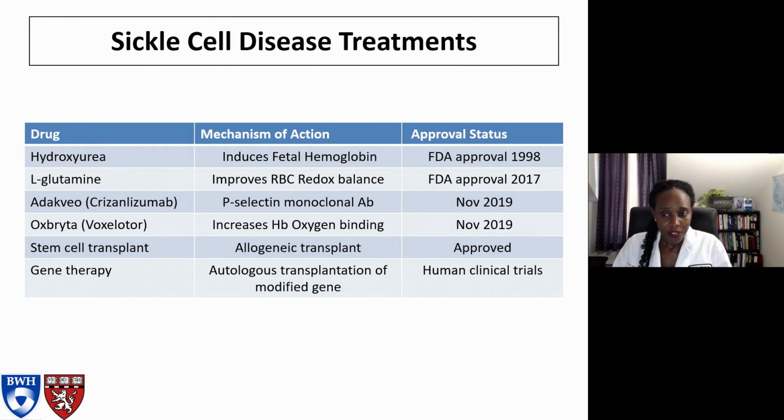But since 2017, we have really expanded the number of drugs on the market to treat patients with sickle cell disease. It now includes L-glutamine, which improves red blood cell redox balance. There's crizanlizumab, which is a P-selectin monoclonal antibody. Voxelotor increases hemoglobin oxygen binding, and allogeneic transplant and gene therapy are currently in human clinical trials, so it's really exciting.